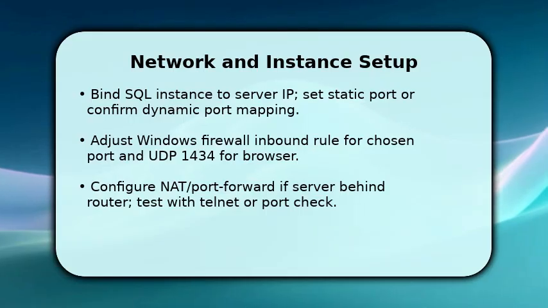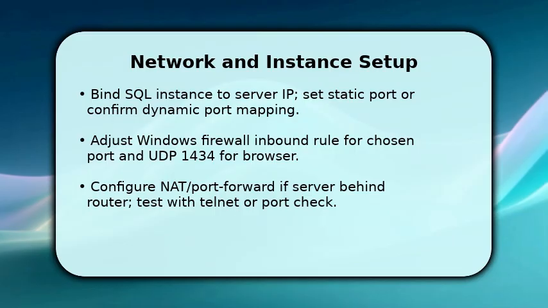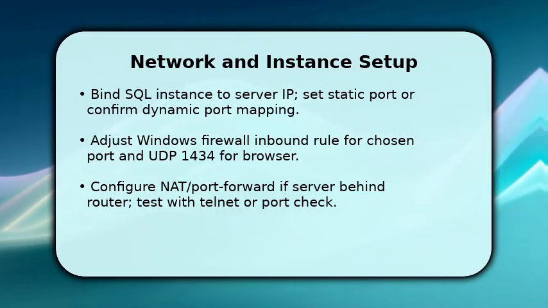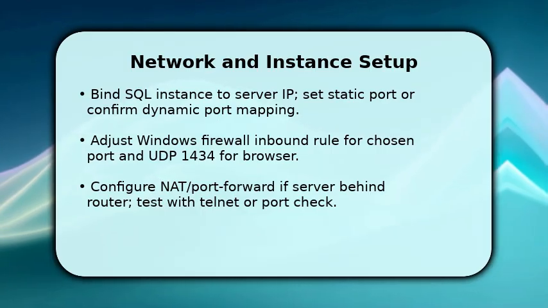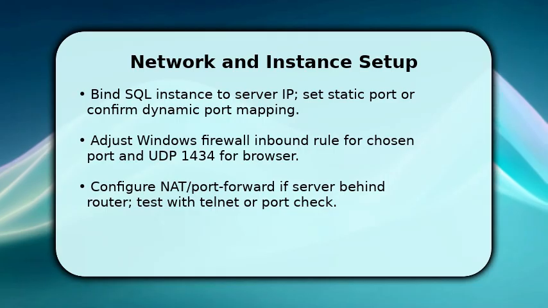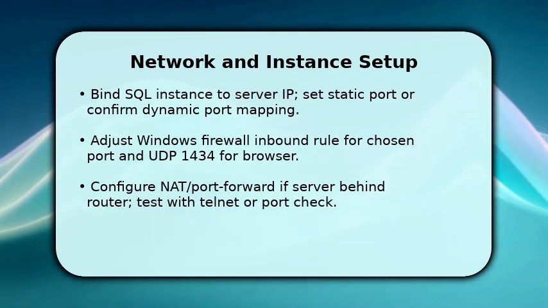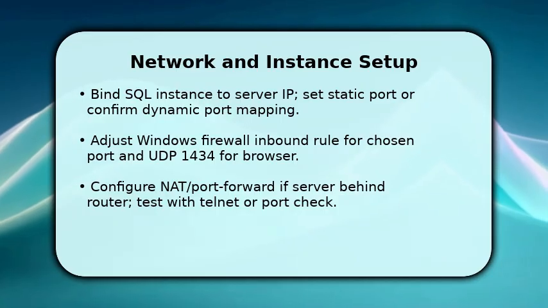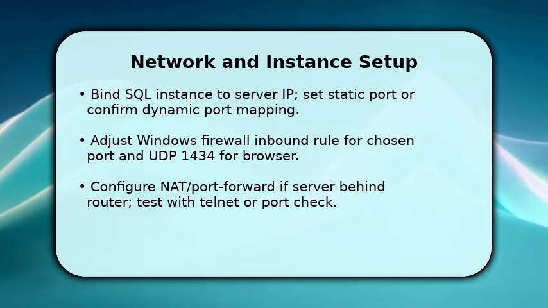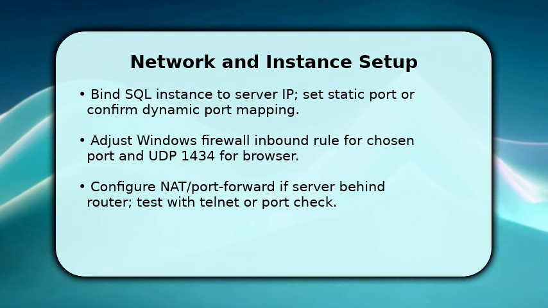Now focus on network-level details. In Configuration Manager, bind the instance to the server's IP and assign a static port to avoid dynamic mapping surprises. Then create firewall inbound rules for that port and allow UDP 1434 if you rely on SQL Browser. This prevents OS blocking. If the server sits behind NAT, set up router port forwarding to the server's LAN IP.